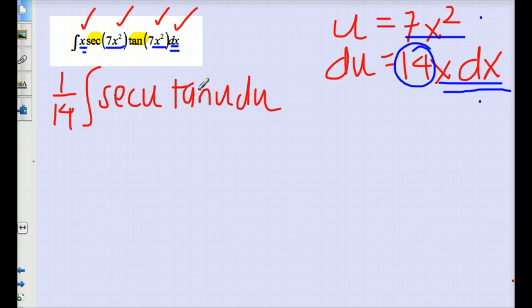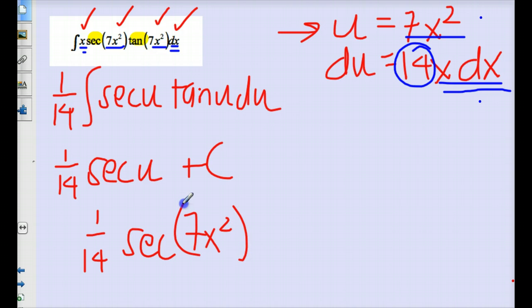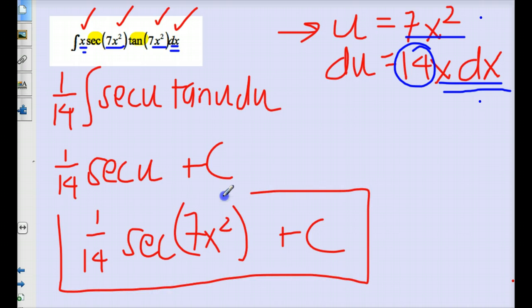Well, the nice thing is I actually have this integral. So when I integrate this, I get 1 over 14 secant of u plus c. Our last step is to plug in our u, which gives us 1 over 14 secant of 7x squared, and I'm going to make sure I put that in parentheses, plus c. And now you're done. So I found a u, I found the du, and I substituted everything back in to take a basic integral, or in this case a trig integral.